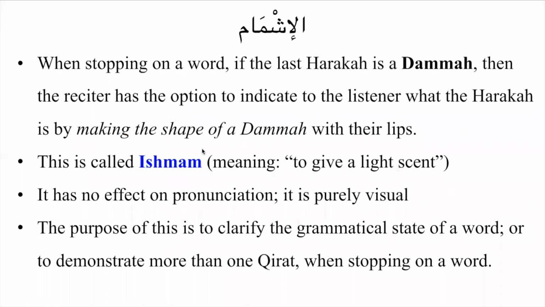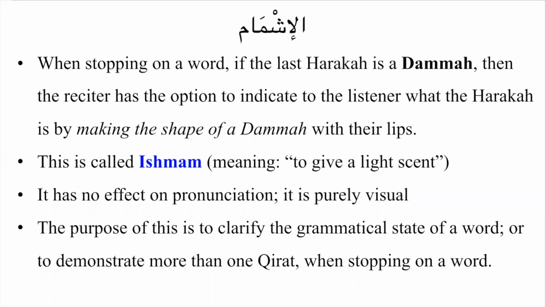Now we will look at al-ishmam. We said that ishmam is when I'm stopping on a word and the last haraka is a dhamma, then the reciter has the option of indicating to the listener what the last haraka is by making the shape of a dhamma with their lips. And the word ishmam literally means to give something a light scent. So it's like I am just causing a little bit of the dhamma smell to rub off on the letter. But it's important to note that ishmam has no effect on pronunciation. It is purely something that is visual.